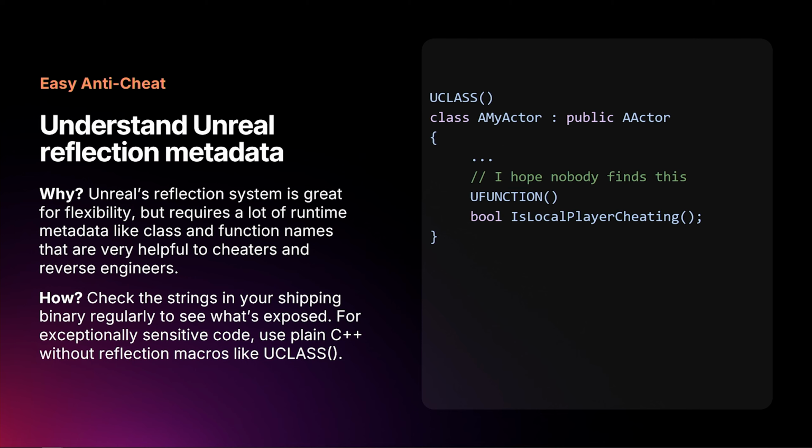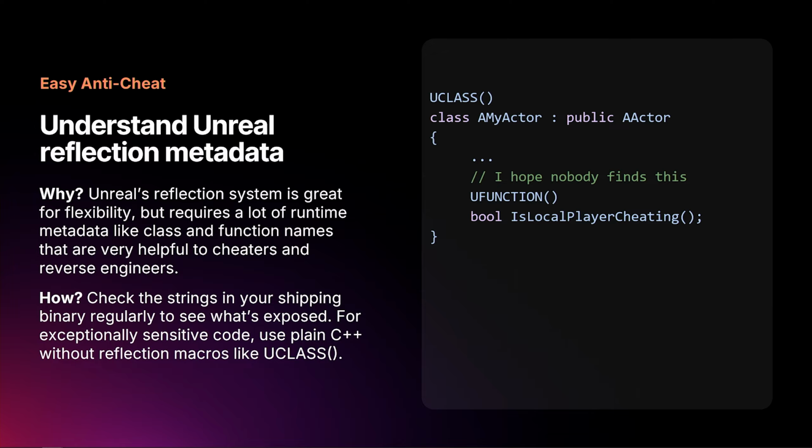One of the most important things to understand related to Unreal and cheating is reflection. Reflection is really great for flexibility. It lets you do cool stuff like look up objects by class name at runtime. But it requires a lot of metadata to be baked into your shipping binary in order to do that. You're shipping your game client, obviously, to the public, so that info will be available to cheaters and reverse engineers.